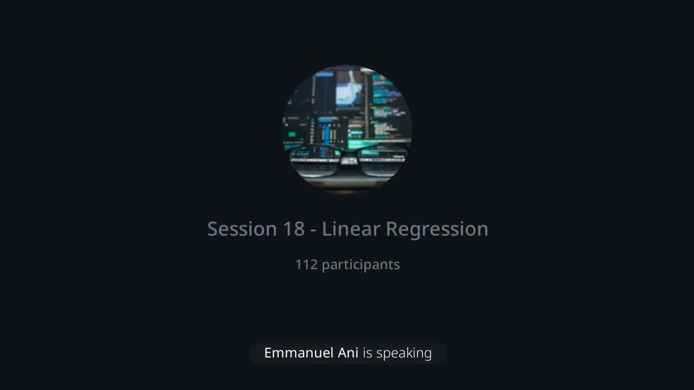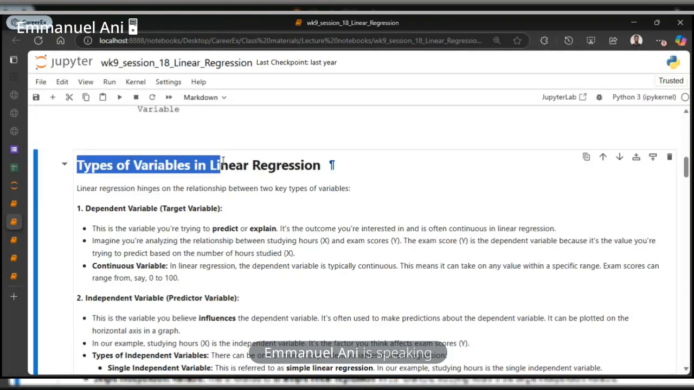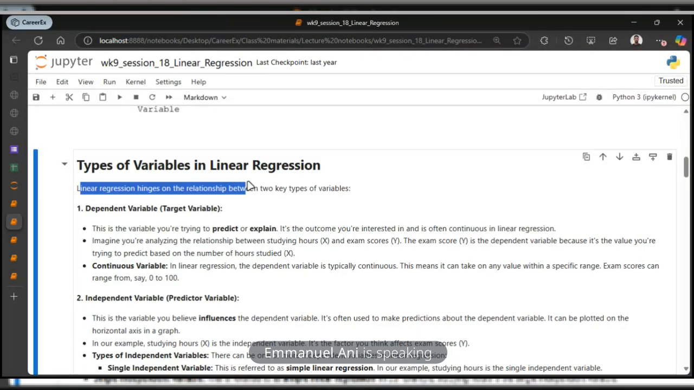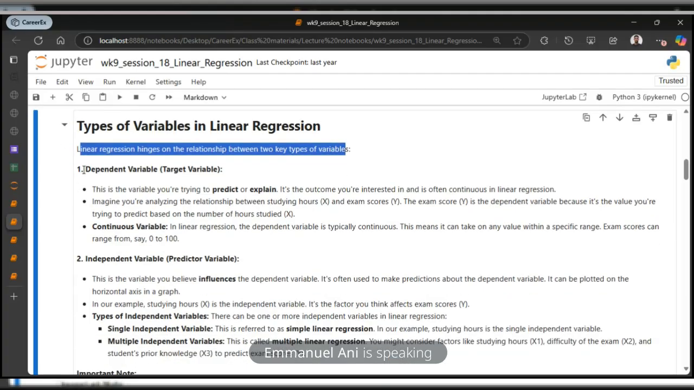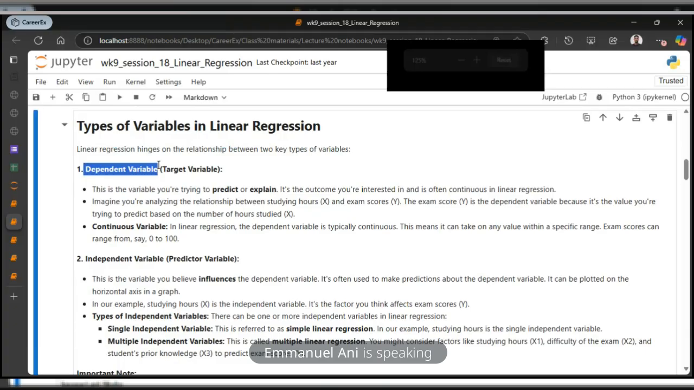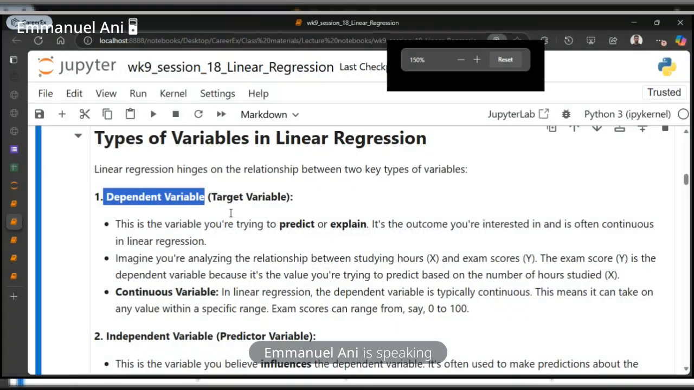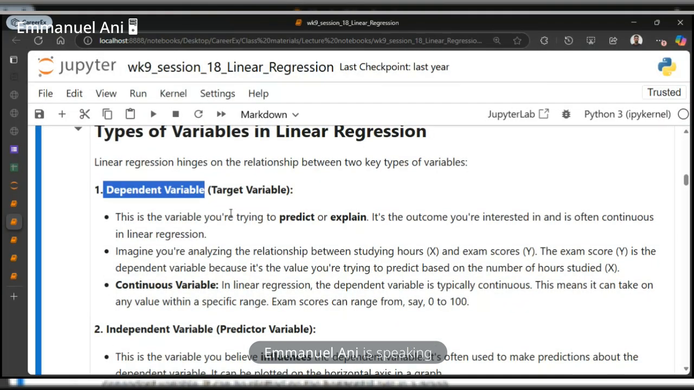We are going to look at types of variables in linear regression. I think I've explained this already. So linear regression hinges on the relationship between two key types of variable. We have the dependent variable, which is also called the target variable. Before I continue, hope we are all still following at this point. I need feedback. Hope we are all still following.